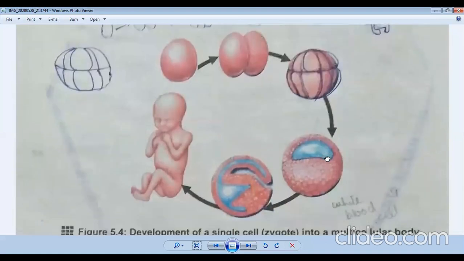And after that, these many cells, after more division, after mitosis, will take shape, and ultimately it will completely convert into an individual. So this is the complete cycle of mitosis. You can see this is a complete cycle of mitosis which is happening in the multicellular body, and all animals and plants are multicellular organisms.